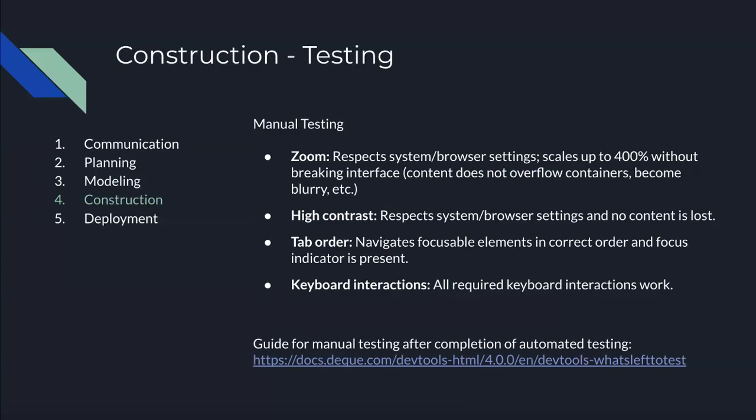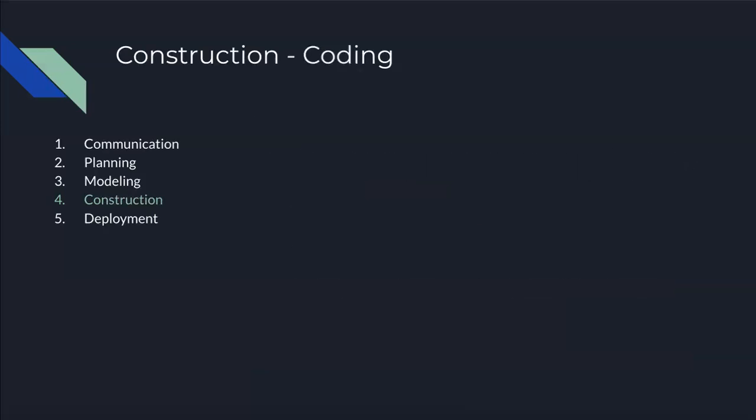To check tab order, check that hitting tab navigates through all focusable elements in the correct order and a focus indicator is activated. To check keyboard interactions, ensure that all keyboard interactions required for interface elements work. For example, hitting space or enter activates a button element. This is just a brief overview of a few things that will need to be tested manually. For more information, please see the provided link to a good guide on manual testing after completion of automated testing.